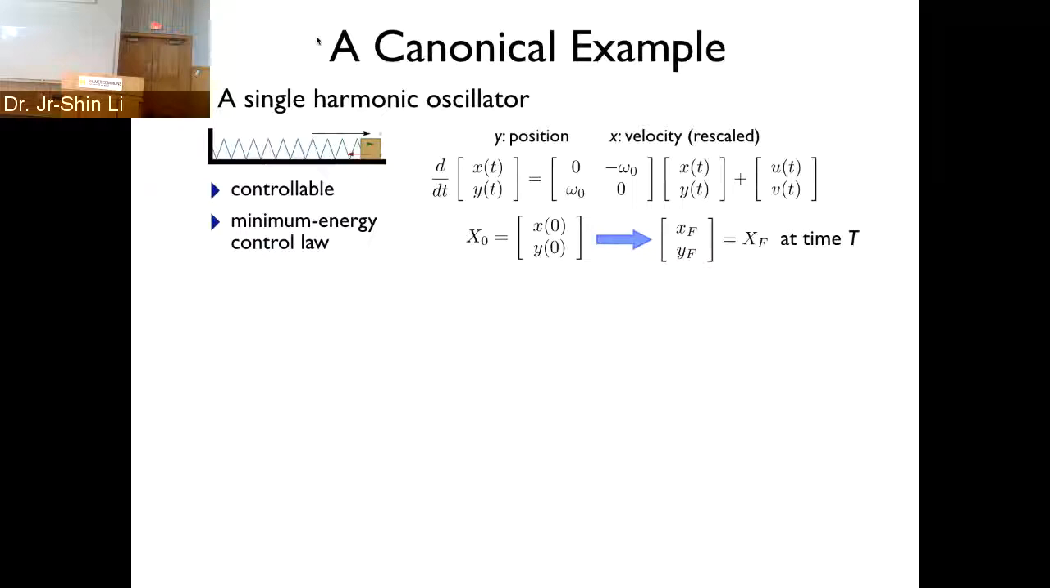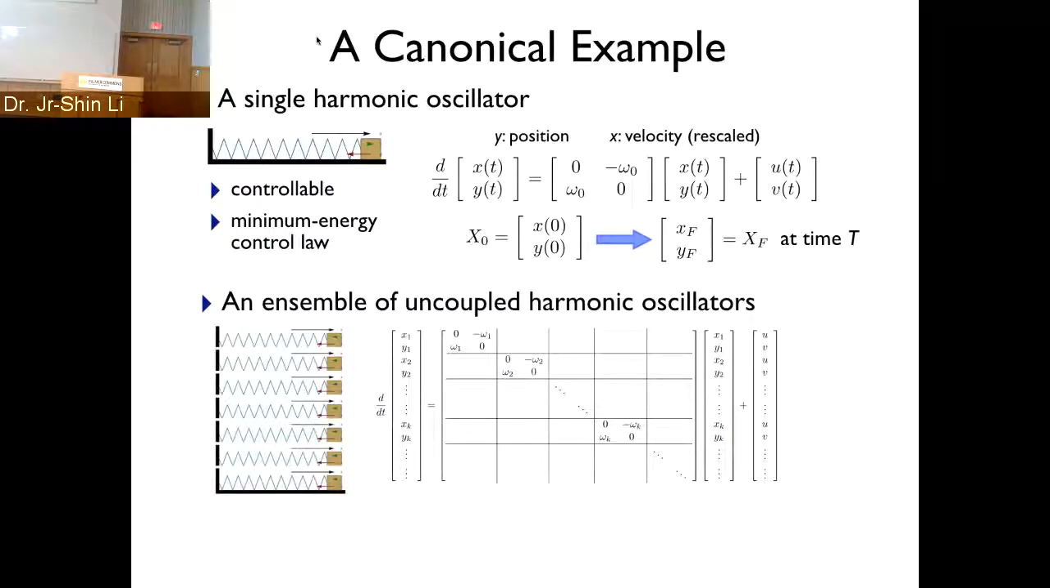I have a few slides with some math. This is a harmonic oscillator. If you are familiar with linear systems theory, this is the model, and u and v are the control inputs. We want to design this pair u and v so that we can take this system from this initial state to this desired target state, similar to the first animation that I showed. This is a very straightforward problem. It's very easy to check that this system is controllable, meaning any pair of initial and target states can be reached. And then it's very easy to write down a minimum energy control law. So this problem is very simple.